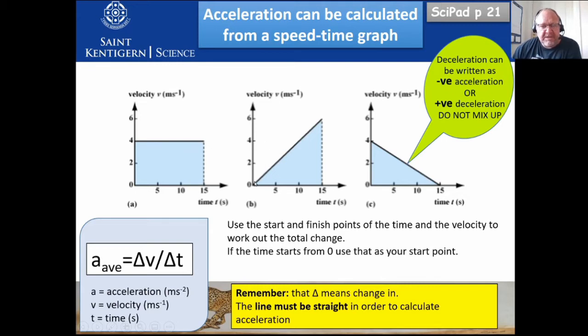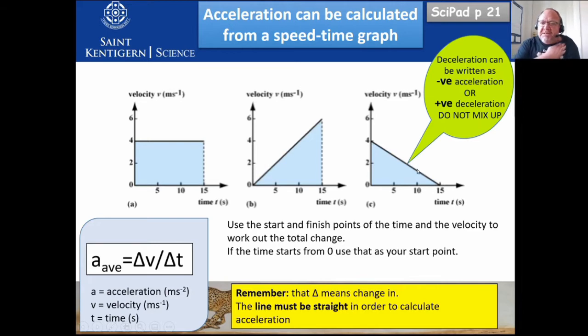Then we have, it's going up. So you have 2 meters a second at 5, then we have 4 meters a second at 10, and at 15 we have 6 meters a second. So it's constantly going up, so that gives us a constant acceleration because our velocity is increasing. Over here we're going from 4 down to 2 down to 0, and because the line is straight we know that is a constant deceleration.